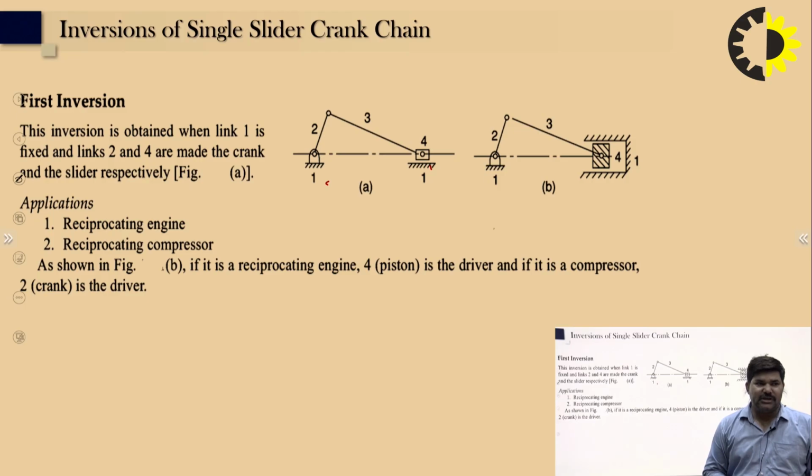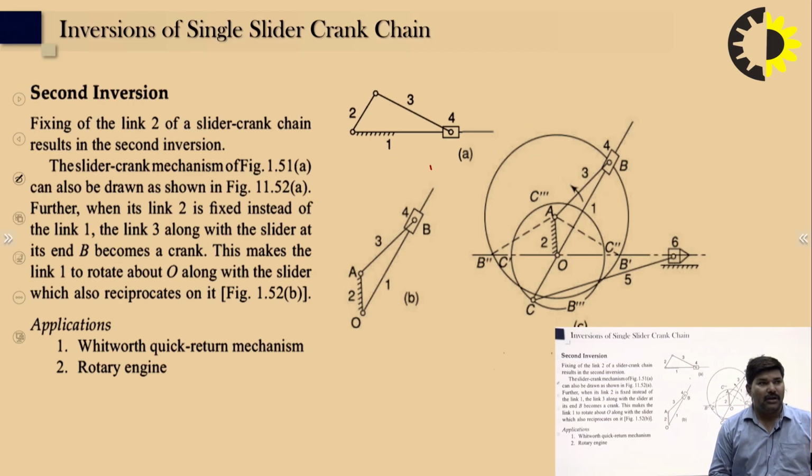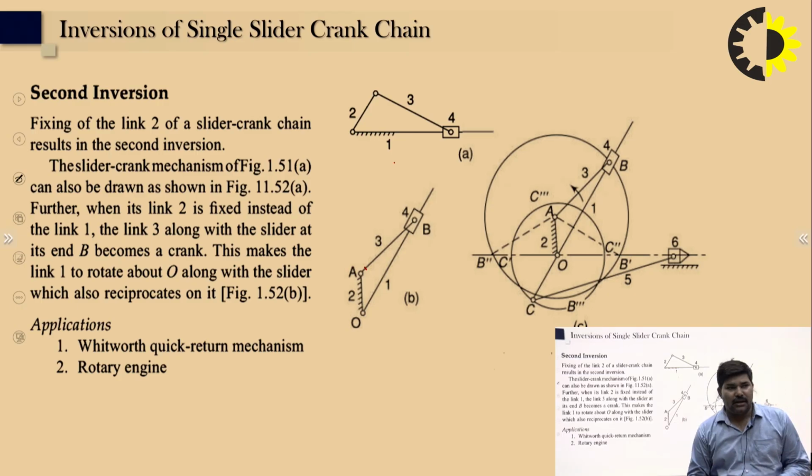If we transfer the motion from rotary motion to reciprocating motion, we can use this first inversion. Coming to the second inversion, you can see here that the second link will be fixed.